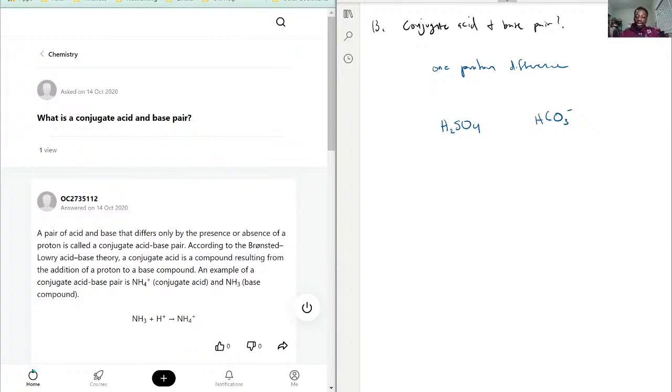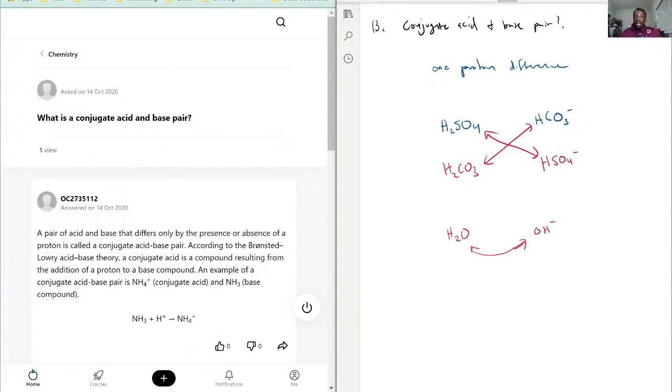What you would be looking for here would be HSO4 minus and H2CO3 right here. Those would be each other's conjugate acid and base pair. The key thing is that there's one oxygen difference. Another example would be H2O and OH minus, okay? These are conjugate acid base pairs.